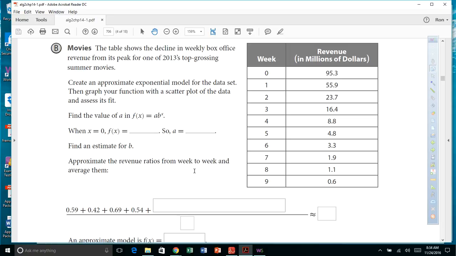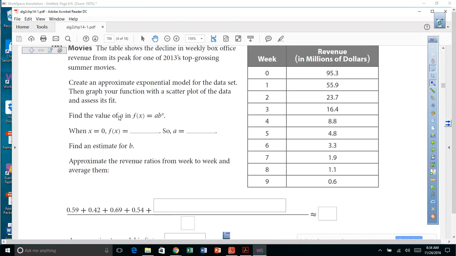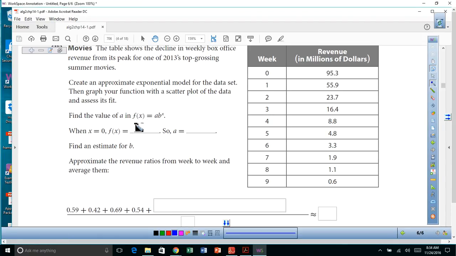Find the value of a in f of x equals a times b to the x power. So when x equals 0, f of x equals 95.3. So a equals 95.3. Find an estimate for b. Approximate the revenue ratios from week to week and average them. So we're going to take 55.9 divided by 95.3, and that'll give us 0.59.